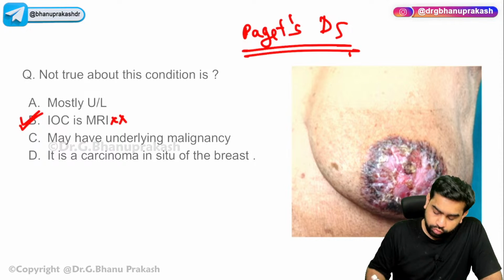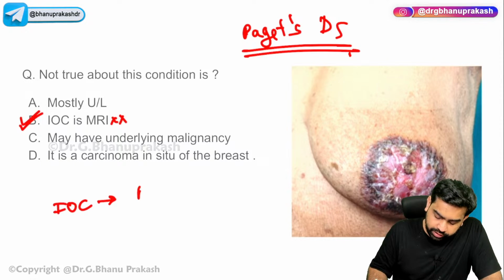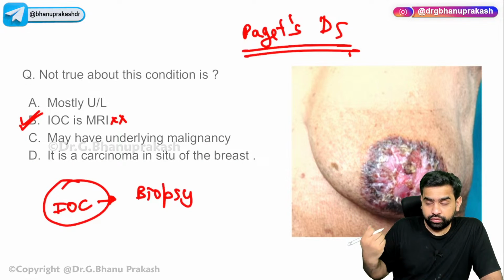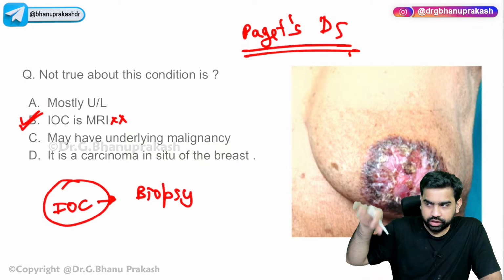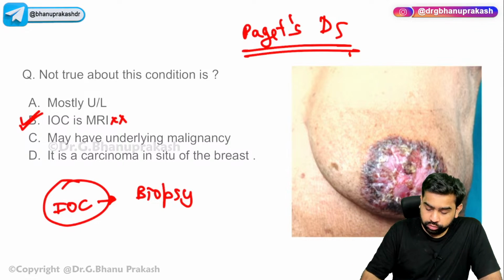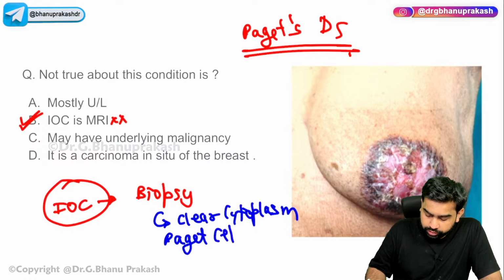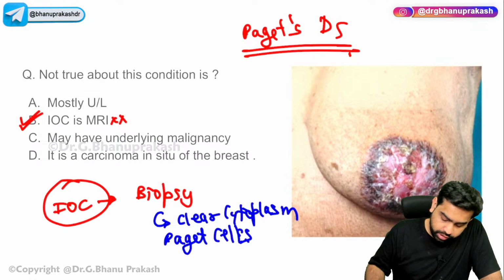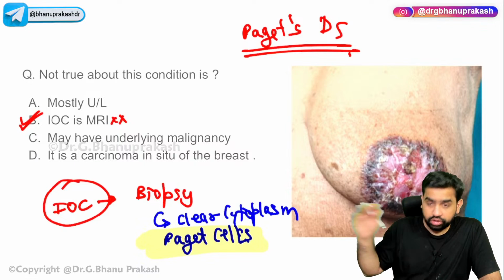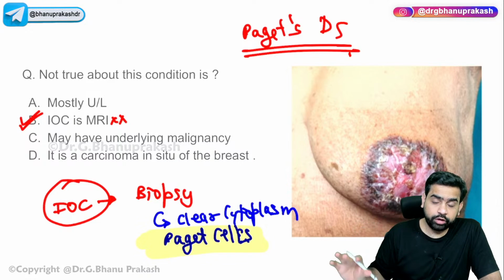So what is the investigation of choice over here? The investigation of choice is a biopsy. Please try to understand: you have to take a biopsy, and you find characteristic Paget cells, that is, cells with clear cytoplasm. That is what makes the diagnosis of Paget's disease. I hope you are able to understand this particular point.